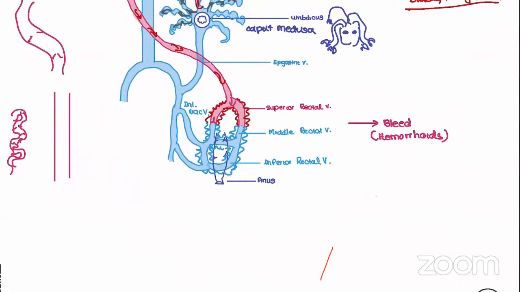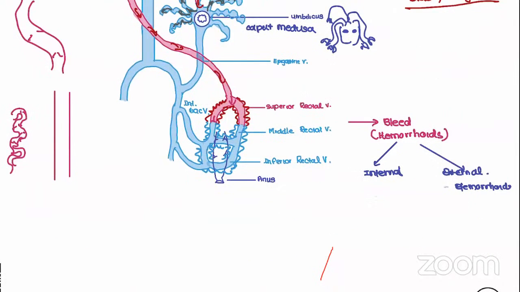Bleed, hemorrhoids. Do you know the difference between internal hemorrhoids and external hemorrhoids? Don't write this. We'll discuss this. Internal and external. The pectinate line. If it's outside the pectinate line, it is external. Now, which one causes pain? There are two types of hemorrhoids. One is painful. The other one is painless. Which type causes pain? I'll explain all of these. This is painful. This is painless. Okay.